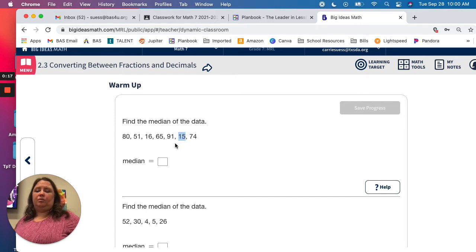15 would go first. What's the next one? 16. What's the next one? 51. What's the next one? 65. 74. 80. 91. Good. So that would be the smallest to largest.